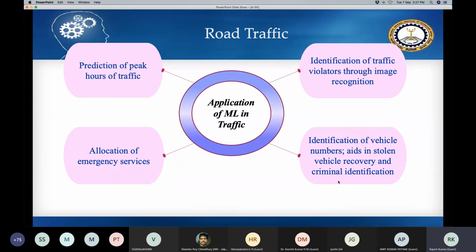And the other part is obviously stolen vehicle recovery and criminal identification. So these are a few things which are directly connected to it. In future we will have more complex things coming. We are thinking of pure electric vehicles on the road, and then autonomous vehicles on the roads. So the scenario will be quite complex, and then yes, we need highly precise machine learning algorithms to address those issues.